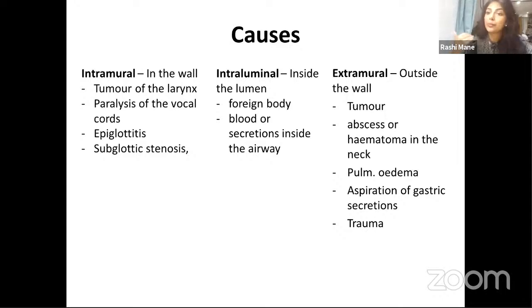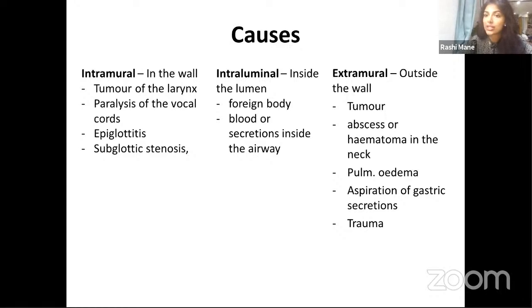So any tumors that are pressing against the airway, any abscess or hematoma, which you usually find just behind, even superficially on the neck. If it's that large, it can press on your airways. Lastly, pulmonary edema, when you have an overloaded lung, that can cause airway obstruction because you're just not getting that ventilation. And lastly, aspiration of gastric secretions.